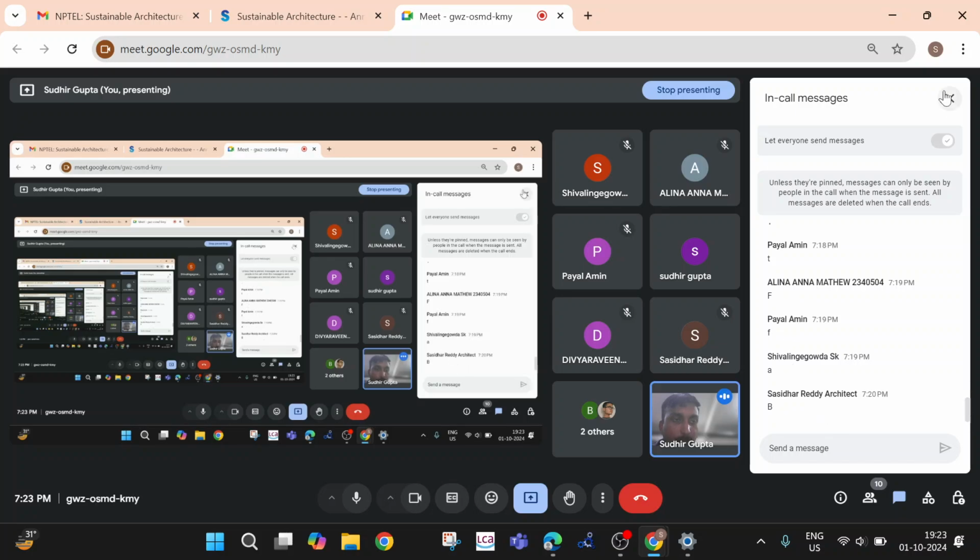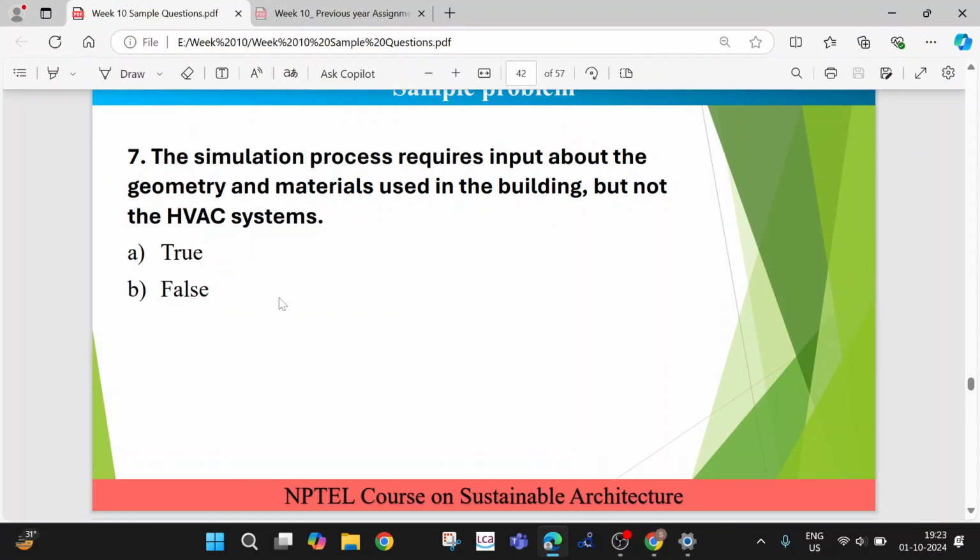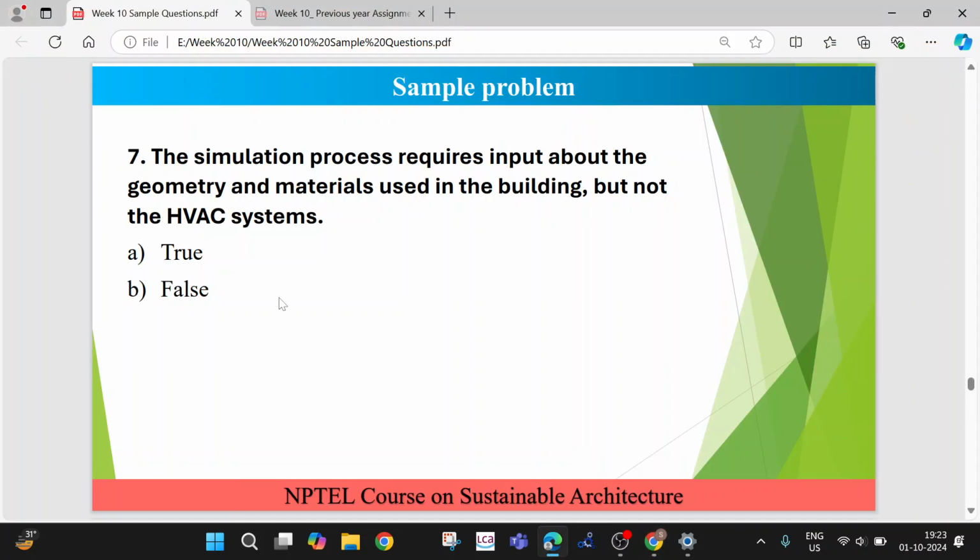False, false. Yeah, so this is false. Active systems like HVAC, as mentioned, are also essential inputs in the simulation process, as they can significantly affect the energy consumption and the comfort levels. So it is saying that it is not important or not considered. So this is false. Can we move to the next question?